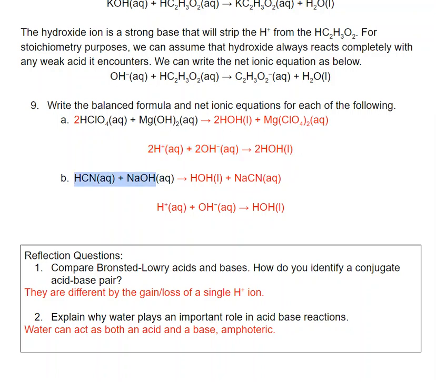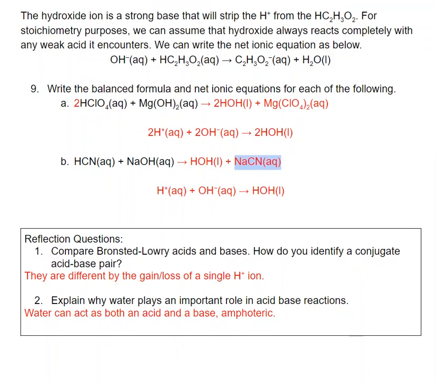Here we have a 1-to-1 ratio of H plus and OH minus. So that's going to form one water molecule, and we're going to get some sodium cyanide as my aqueous salt. And again, my net ionic is just showing the reaction between the acid and the base, the H plus and the OH minus.